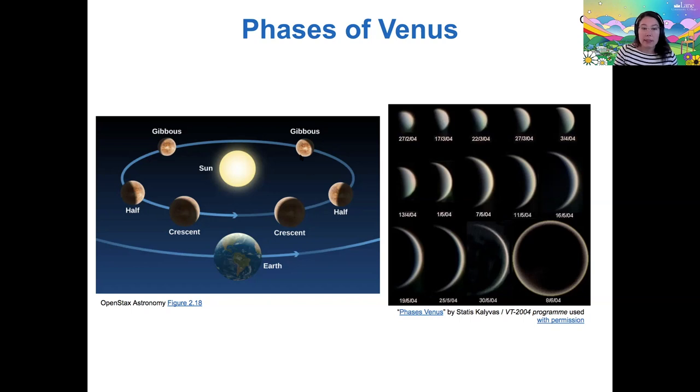And so if you could see a gibbous or a half phase of Venus, then that would be definitive proof that Earth is not at the center of the solar system. And so Galileo was able to observe that in his telescope. And here's an image of the phases of Venus as captured by an amateur astronomer. So here are the half and gibbous phases and then crescent phases of Venus. And this is a fun new phase of Venus.